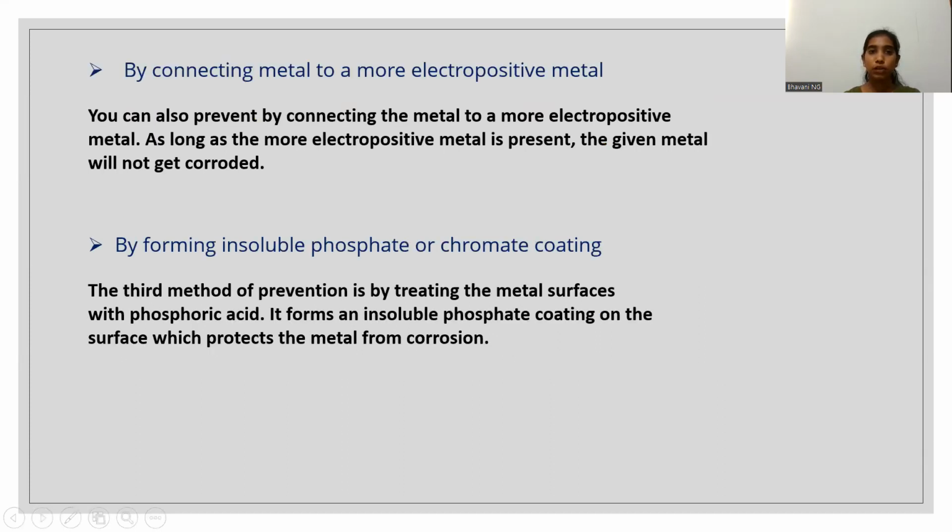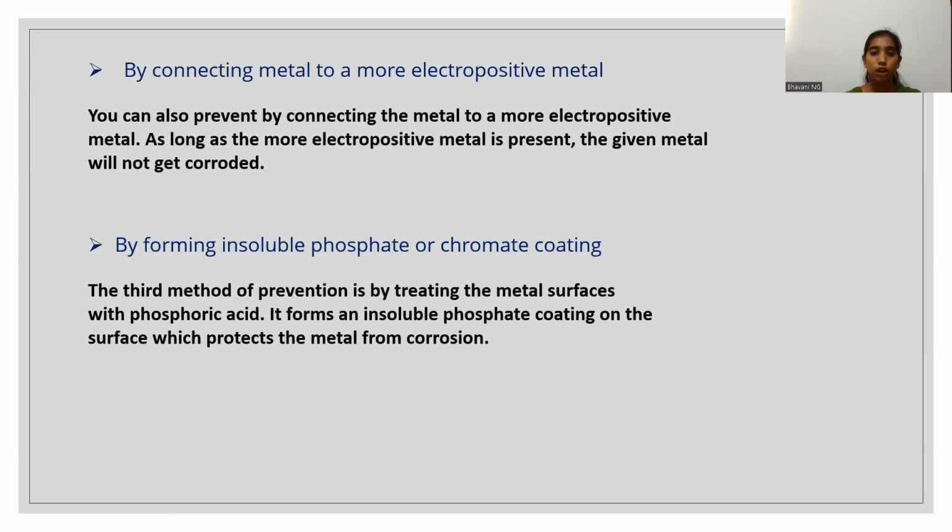By connecting metal to a more electropositive metal. You can also prevent corrosion by connecting the metal to a more electropositive metal. As long as the more electropositive metal is present, the given metal will not get corroded.